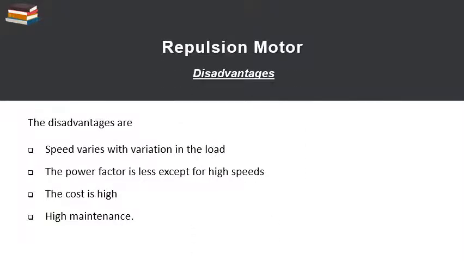The disadvantages are: the repulsion motor's speed varies with variation in the load. The power factor is low except at high speed. The cost of the repulsion motor is high, and it also requires high maintenance. So these are some drawbacks of the repulsion motor.